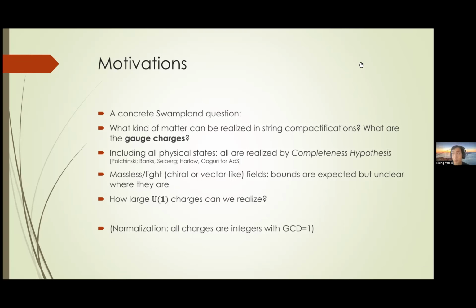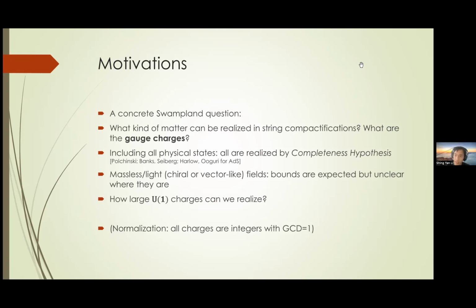Because we believe the landscape is finite, we would expect there is some upper bound for the charge that can be realized. But it is totally unclear what the bound would be. For now, we have very little idea about that problem. In particular, we would like to ask how large the U1 charges can be.